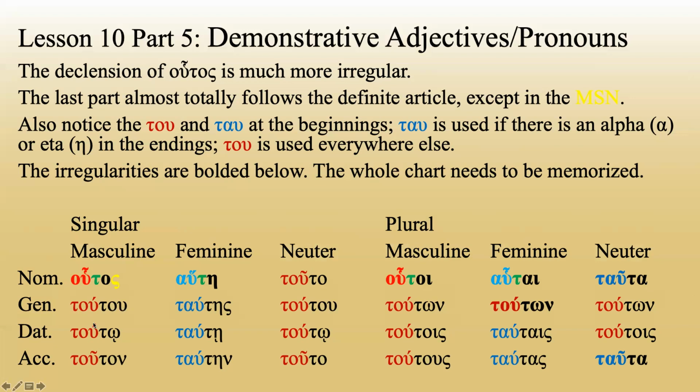No alpha or eta, oo. No alphas or etas, oo. No alpha or eta, even though it's feminine, it's oo.